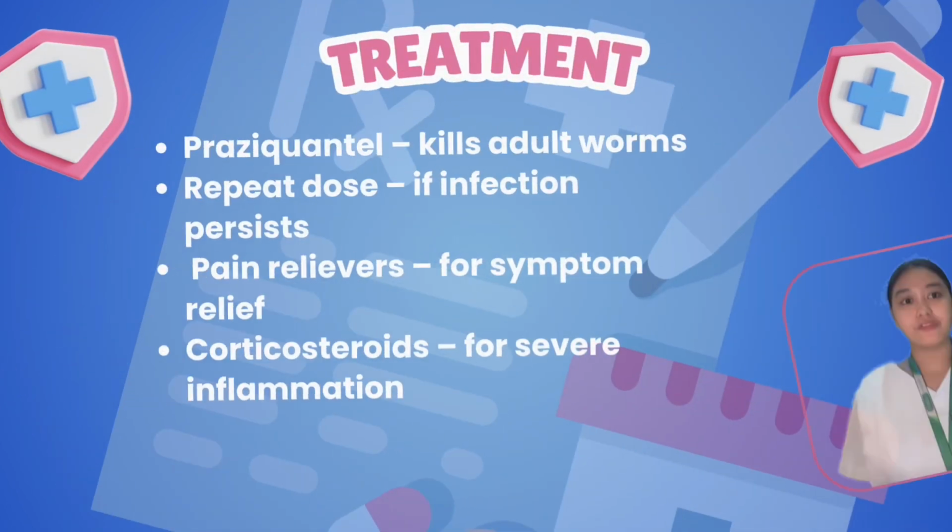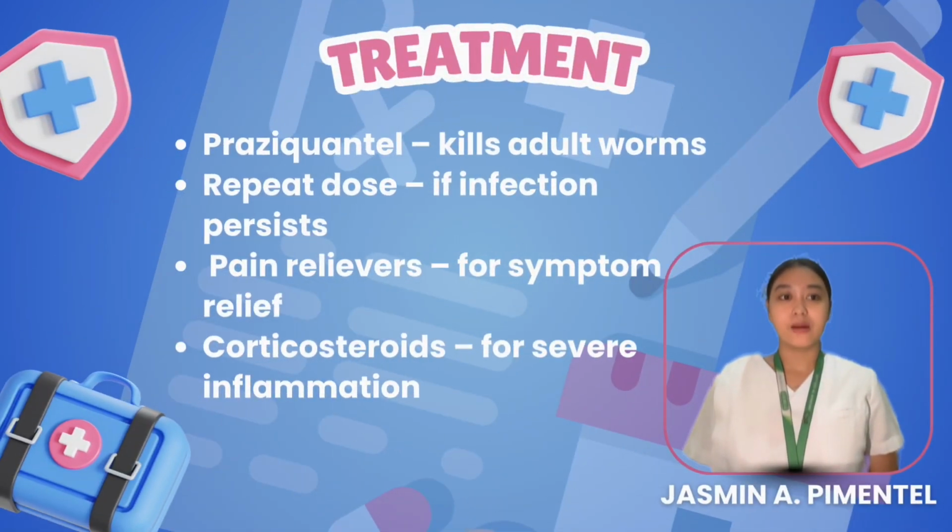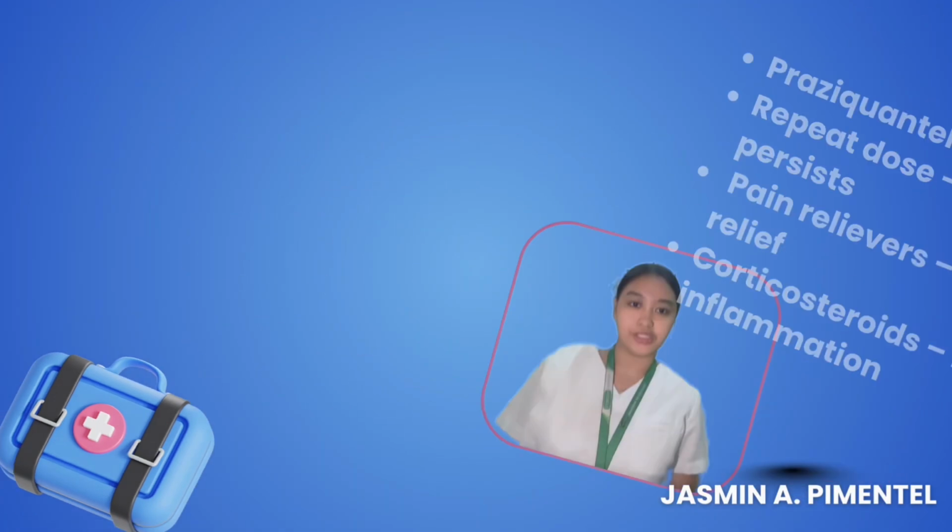The main treatment for schistosomiasis is praziquantel, which kills adult worms. A repeat dose may be needed if the infection persists. Pain relievers help with symptoms, and corticosteroids are used for severe inflammation.